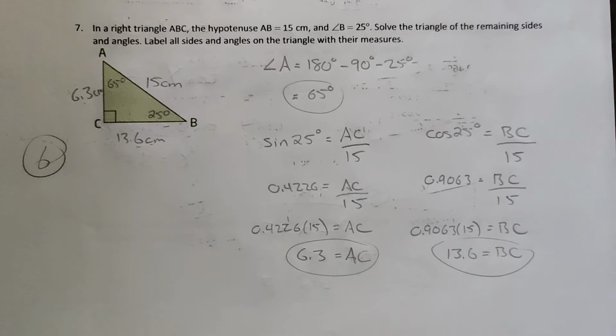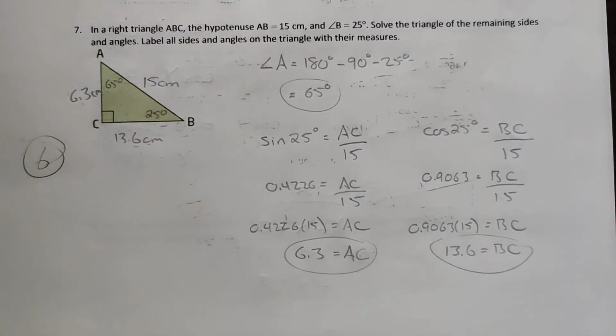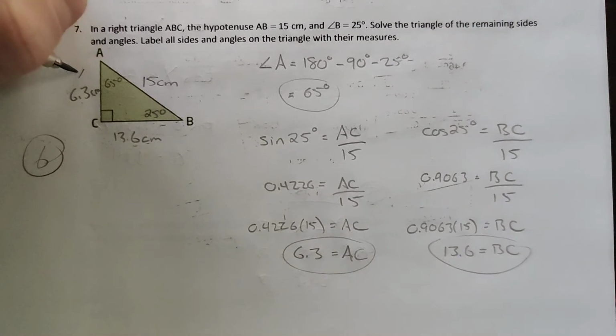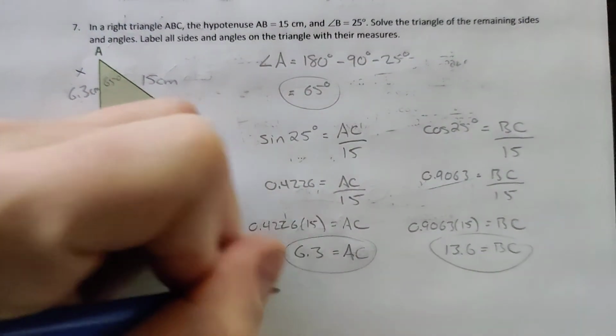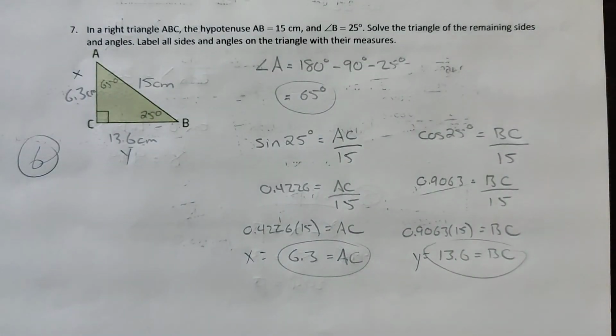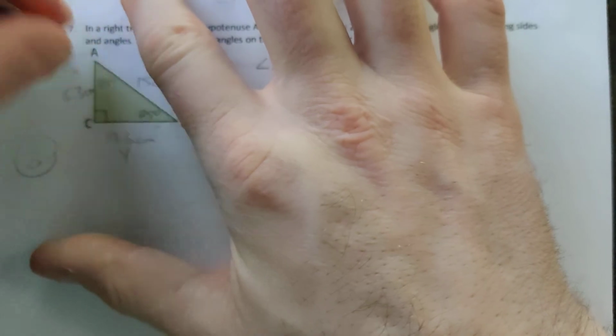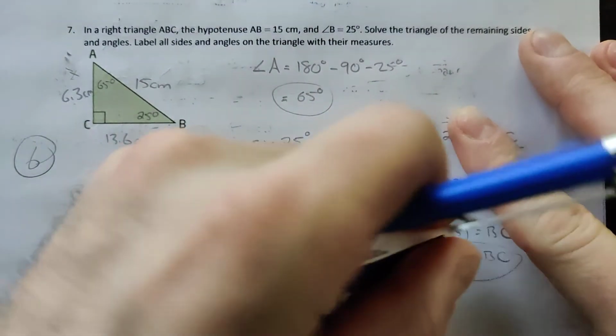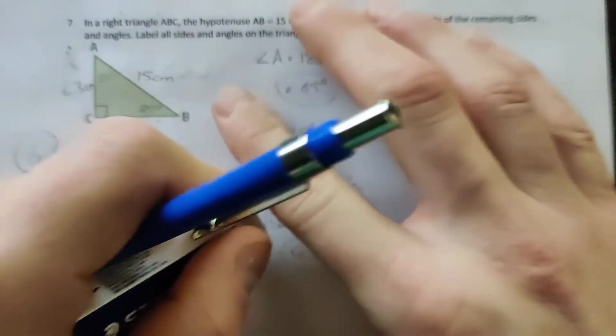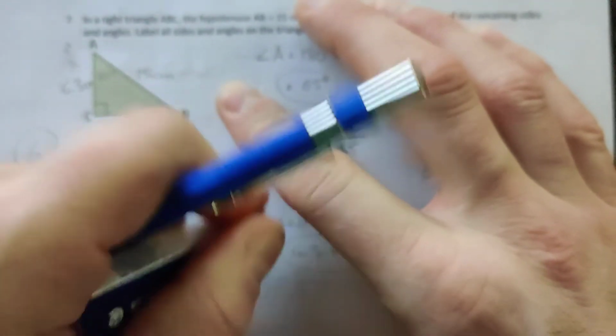Number 7, a little more complex. I did take away a mark if you put that this is X and this is Y and then said x equals 6.3 and y equals 3.6. I took away a mark because you did not label the measures on the triangle. X and y are not the measures. They are variables, and the question explicitly asked you to label the measures. So you didn't put the measurements on there, and you lost a mark.